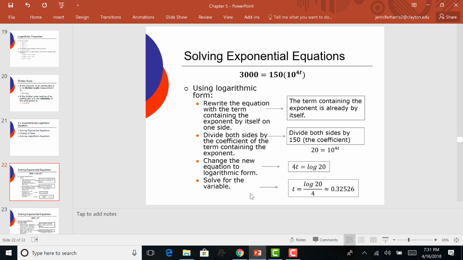So my rule is, whatever's left over beside the T or X or whatever letter, you divide by it. All right.